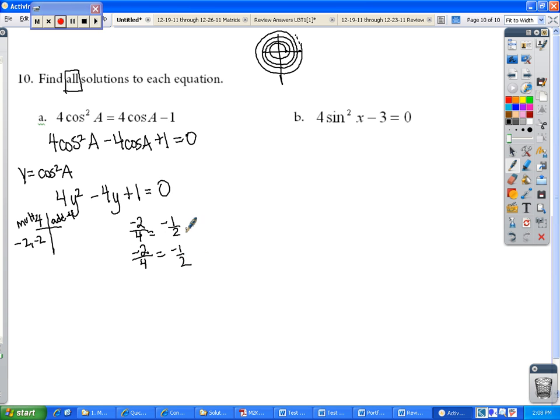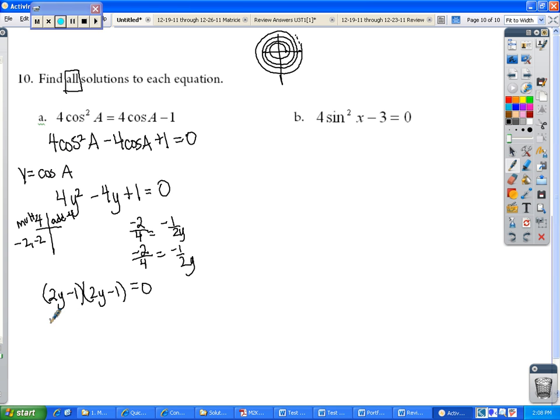So notice that my variable goes on the bottom, and I'm left with 2y minus 1 times 2y minus 1, and that's equal to 0. Now what did we say y was? We said y was cosine. I'm sorry, not cosine squared, just cosine. Let me correct that up here. Just cosine, because remember we squared it here.